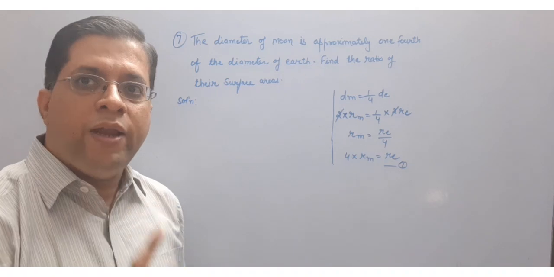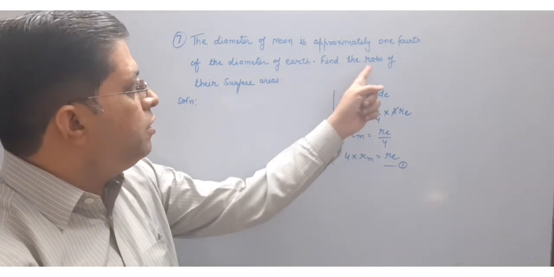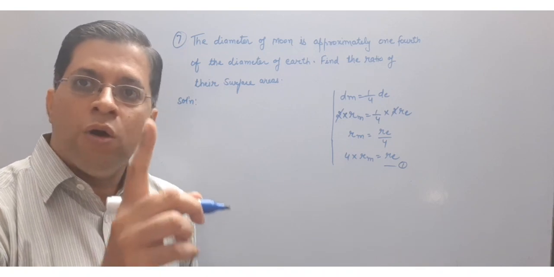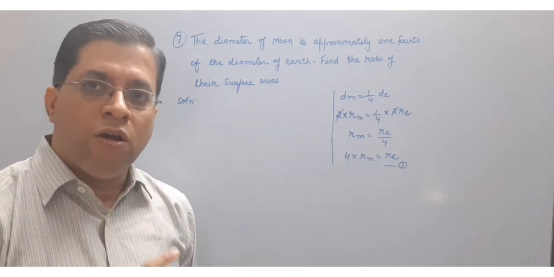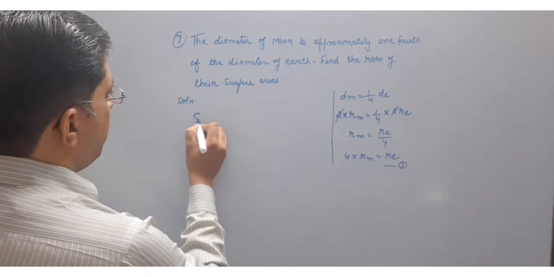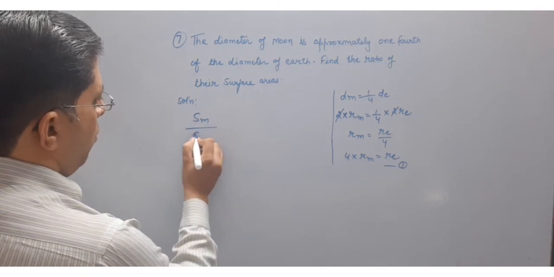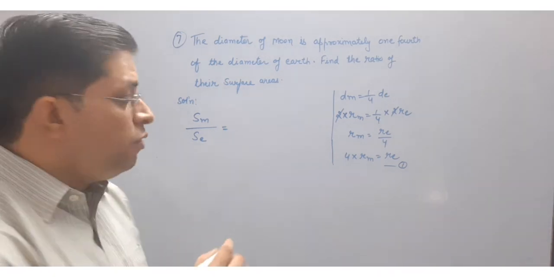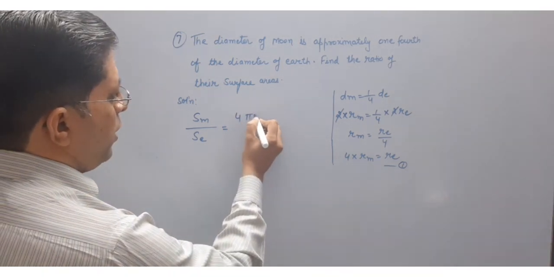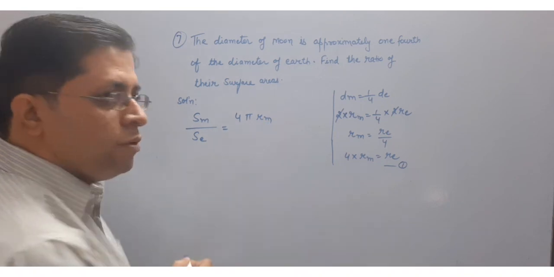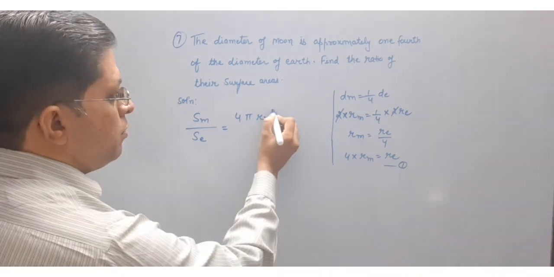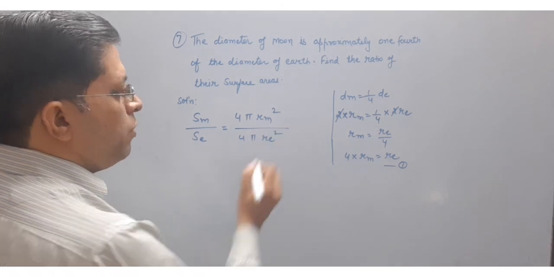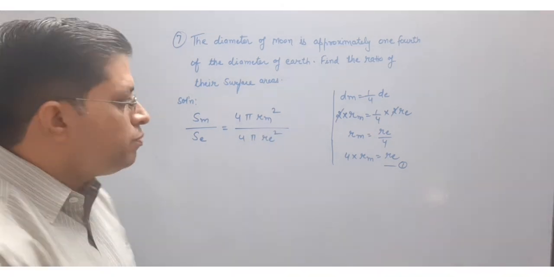Now what we have to find, it is given to you in question. Find the ratio of their surface area. It means surface area of moon upon surface area of earth, that we have to find out. Surface area of moon, surface area of earth. What is 4 pi Rm square upon 4 pi Re square, radius of earth.